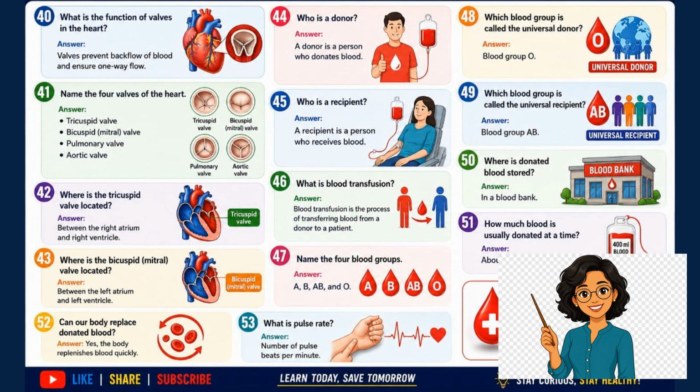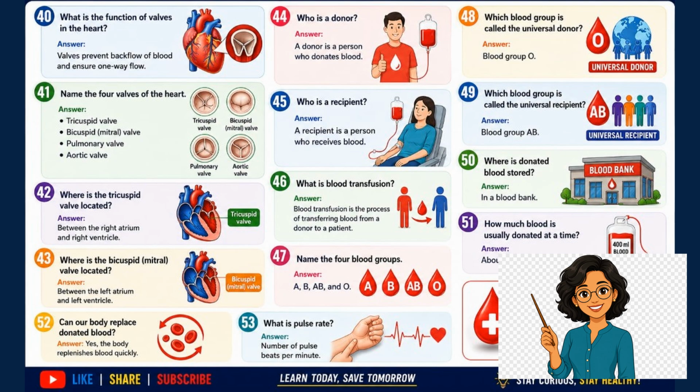Question 41. Name the 4 valves of the heart. The answer is tricuspid valve, bicuspid, mitral valve, pulmonary valve, aortic valve. Question 42. Where is the tricuspid valve located? The answer is between the right atrium and the right ventricle.